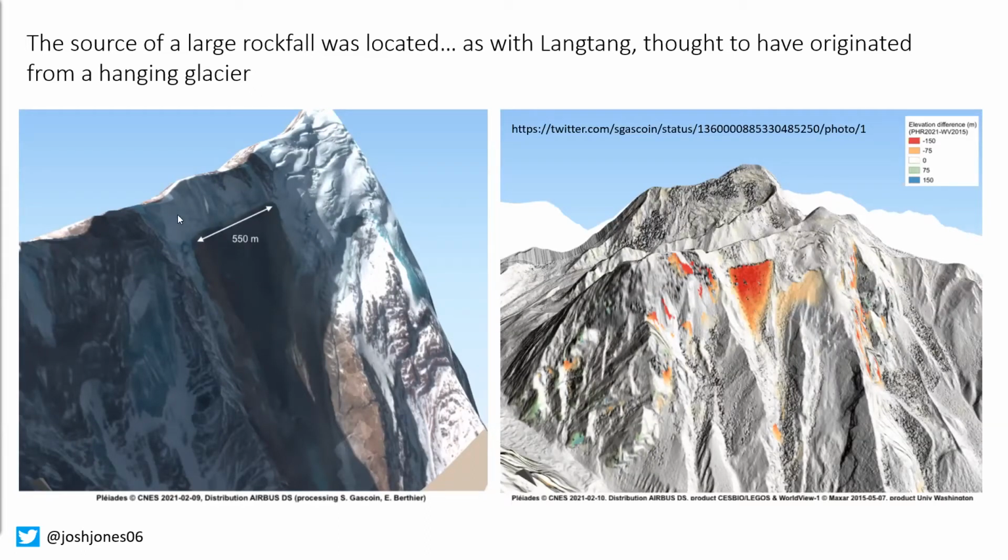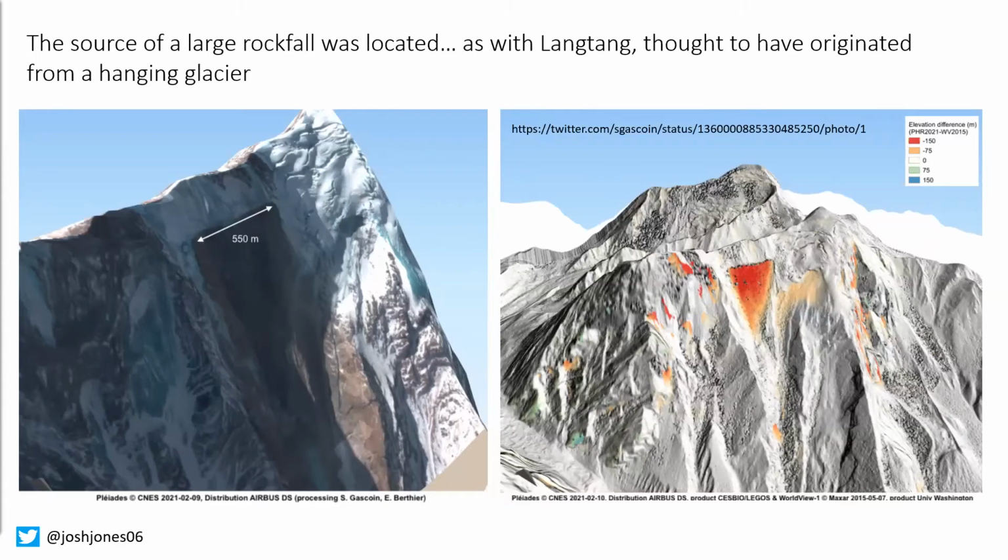And the arrow here indicates the size of this event, again, over half a kilometre wide, several kilometres long. The image on the right shows the estimated thickness of this event, some 150 metres thick. So a huge volume of rock, again, involved in this collapse.